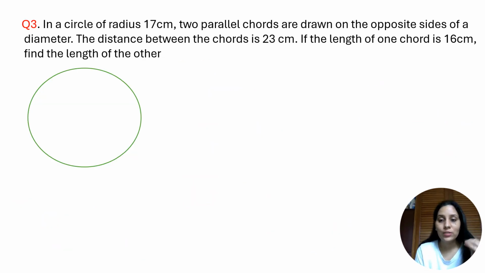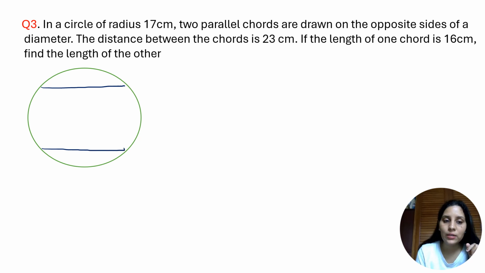Next, this is a different question. In a circle of radius 17 centimeter, two parallel chords are drawn on the opposite sides of the diameter. Let me just figure out this much. Two chords are drawn on the opposite sides of the diameter. This is my center. Let me take this chord as AB, this as CD, and the radius is given as 17.